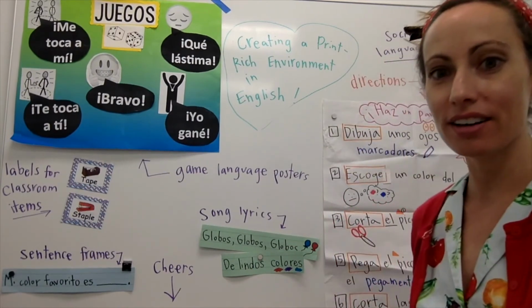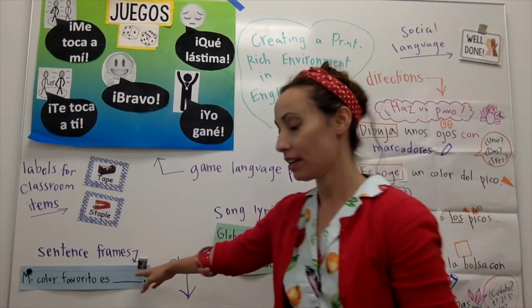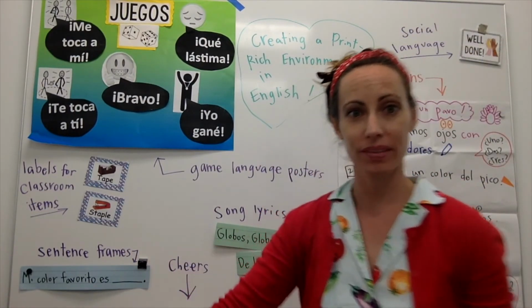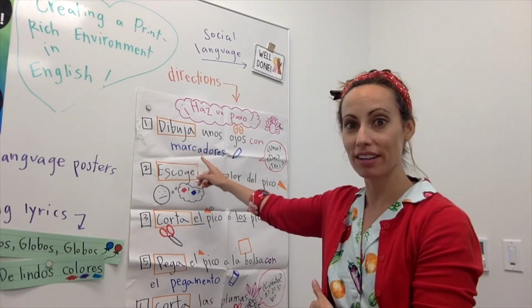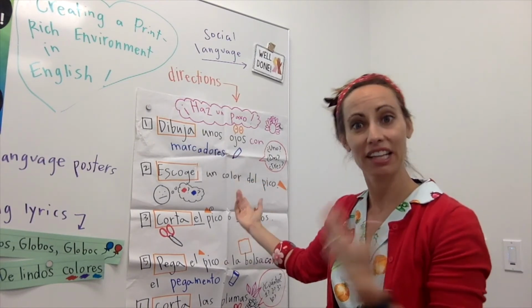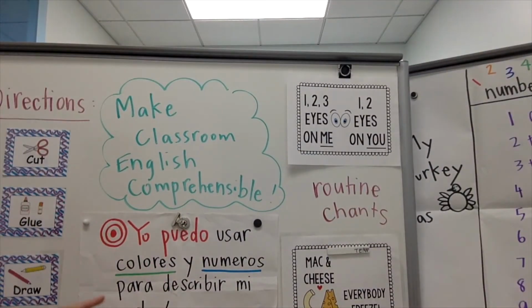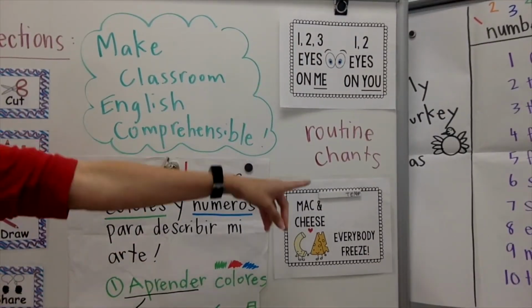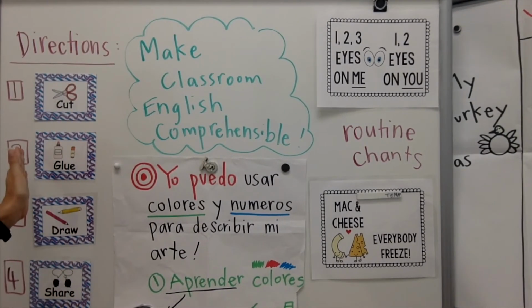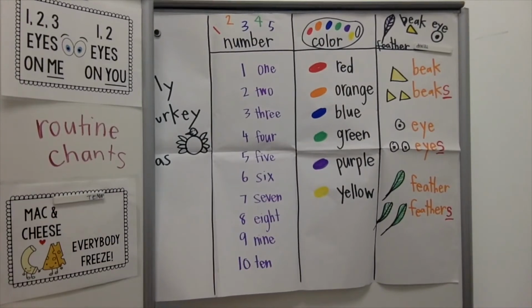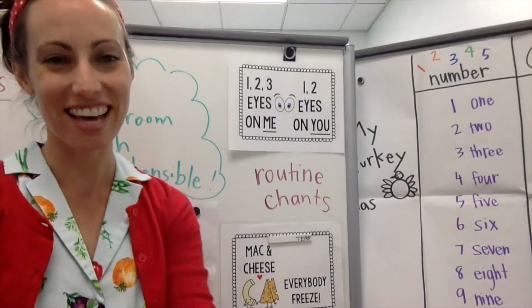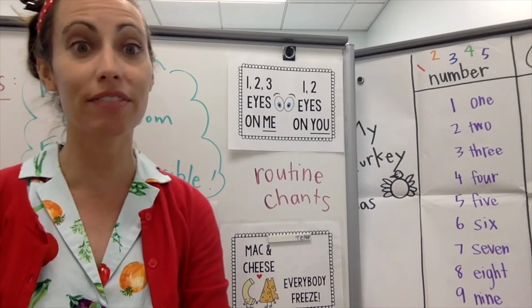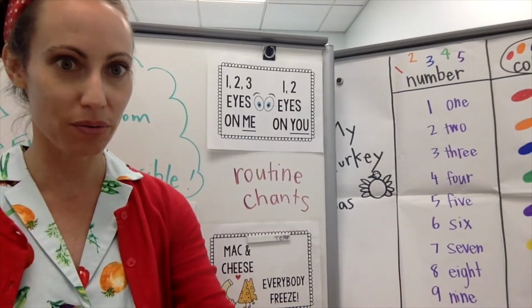Some other tips are just things I've said before. Sentence frames. Keep them on the wall after you use them. Also, directions. When you give directions, write them out, put some pictures next to them so they understand, leave them on the wall. We've already talked about these things like the agenda, leaving it up, the routine chants, other directions, and then also these kinds of charts, language charts that you make. Leave those up as well so that students will be able to look at them later if they want to remember one of those color words or number words.